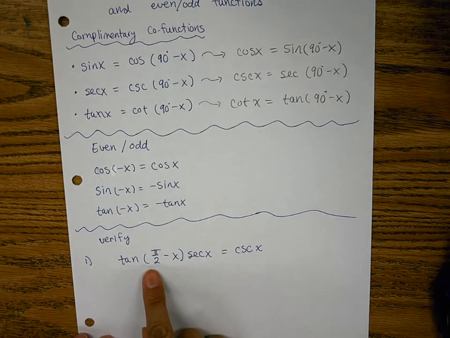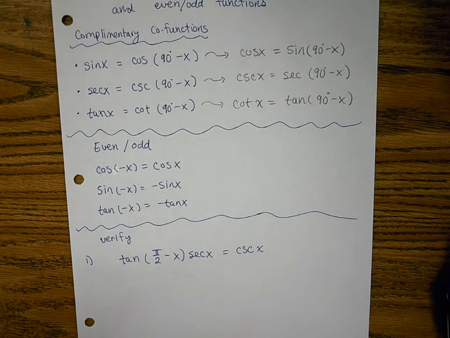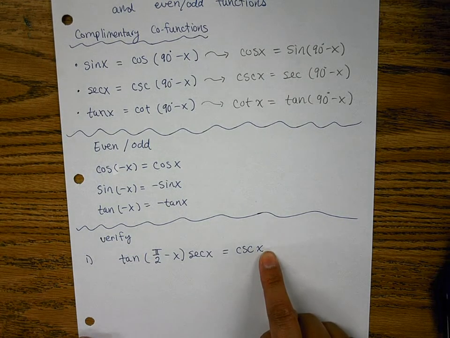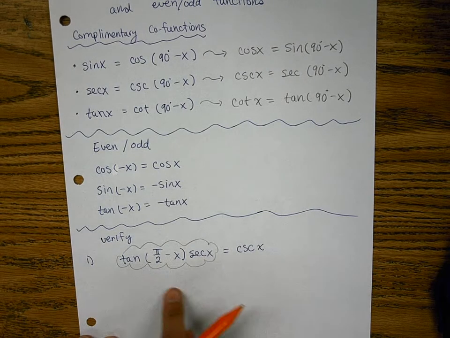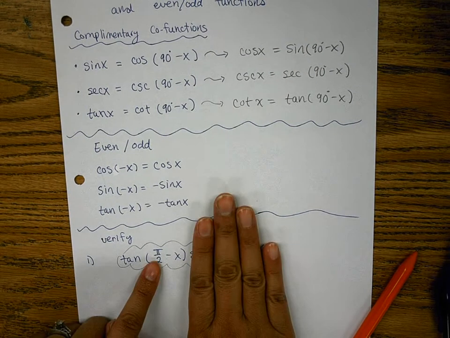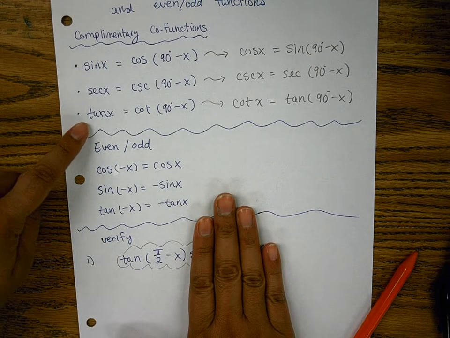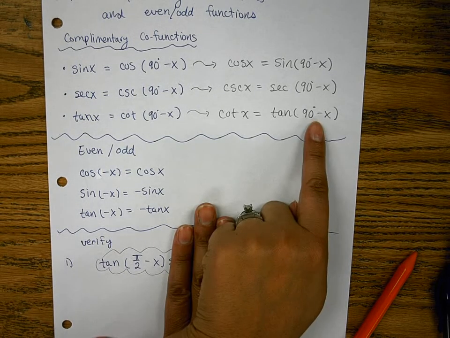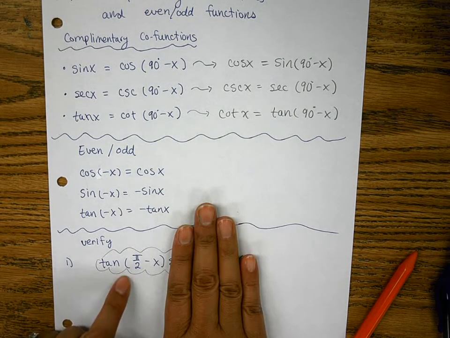Okay, tangent of pi over 2 minus x times secant x equals cosecant x. Now I can see right off I'm going to want to work with this side because cosecant's 1 over sine, there's nothing else I can do with that. So this is the side that I'm going to want to manipulate. Not only that, this right here should be screaming at you. Change me, look, look, look. This right here is what we just wrote down. It's actually this one right here. Instead of 90, I used pi over 2 minus x. Tan of 90 minus x equals cotangent of x. So what am I going to change this to?